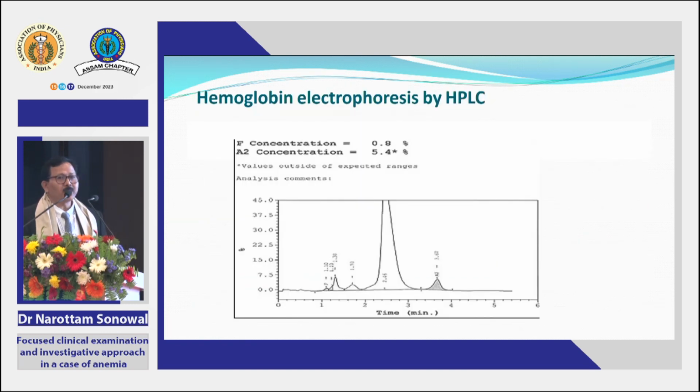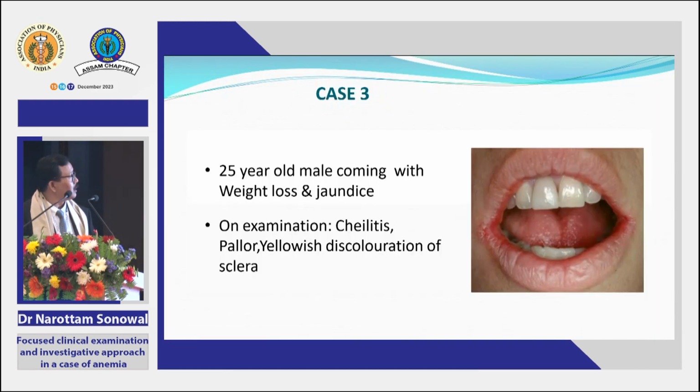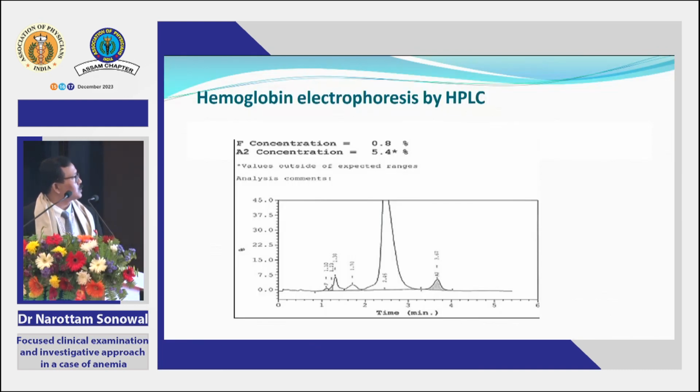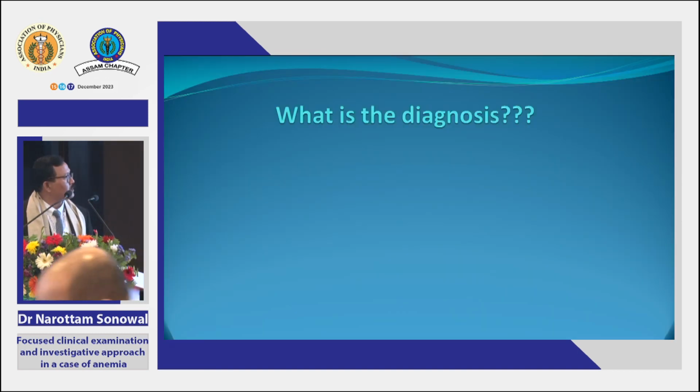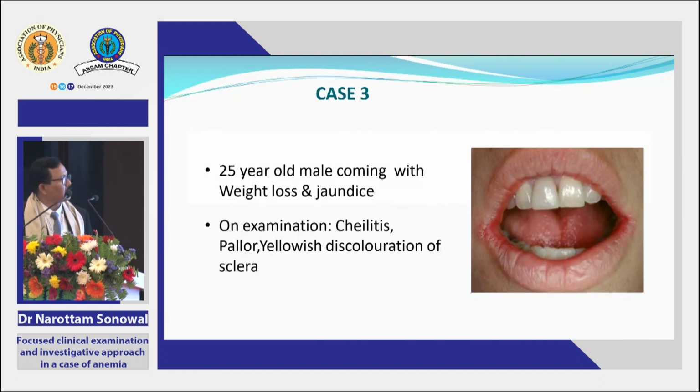So again, we have to do hemoglobin electrophoresis here. Hemoglobin electrophoresis shows the HbF concentration is 0.8% and the HbA2 concentration is 5.4%. So the diagnosis is beta thalassemia trait. I am going to the third and last case: a 25-year-old male coming with weight loss and jaundice.